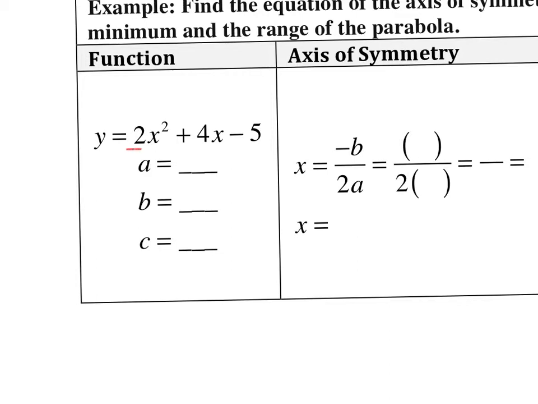Recognize that a is the coefficient of the square term. So a is just positive 2. How do we know where a is? We find the squared term, and we look for the number in front. Next, you find the x by itself. That's called the linear term. Look for the coefficient there, and that's a 4. And lastly, c is the number that's by itself, and sometimes it's 0, so it's not written. In this case, my c is negative 5.